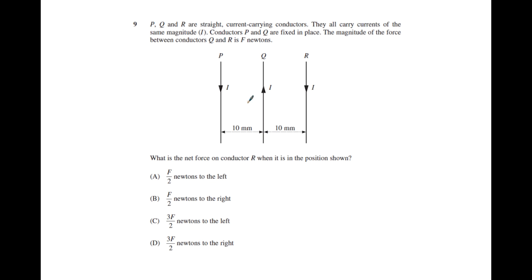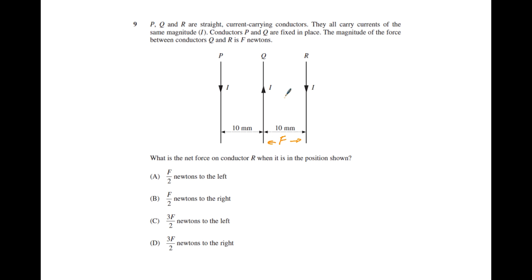All right, so let's understand what's going on here. Now, there are no values here, but we don't need them because we're already told that the magnitude of the force between Q and R is F newtons. So in other words, the force between these two is equal to F on R. So let's just write that down over here. There's a force over here.